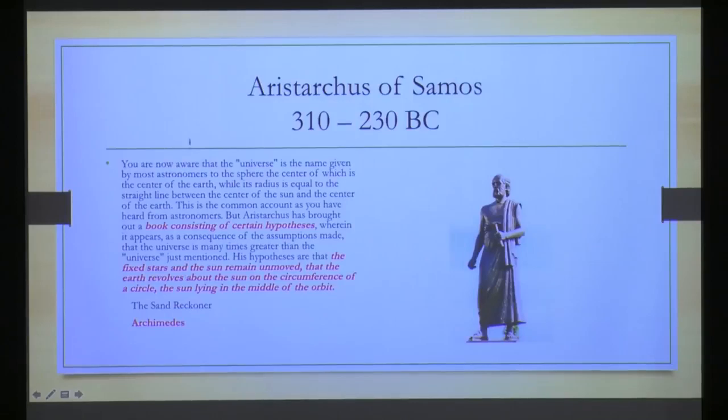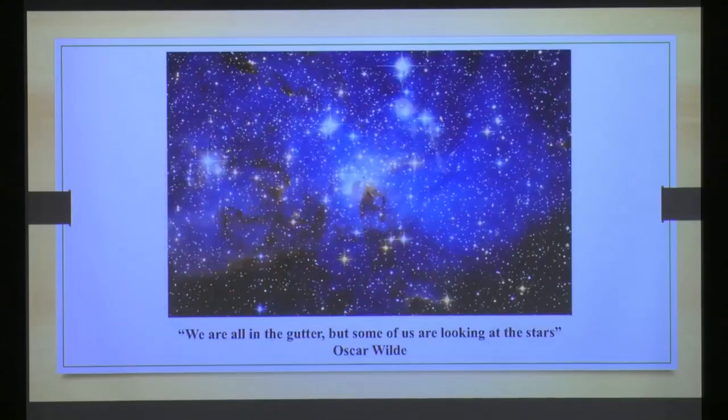Even at that time, Aristarchus of Samos said that the fixed stars and the sun remain unmoved, and the earth revolves around the sun. So people were not stupid. Even at that time, people were telling Aristotle, you are wrong. We see things that you cannot explain. But Aristotle was a teacher at AUB. Everybody took what he said without discussing it. And we were there for 2,000 years with what Aristotle said.